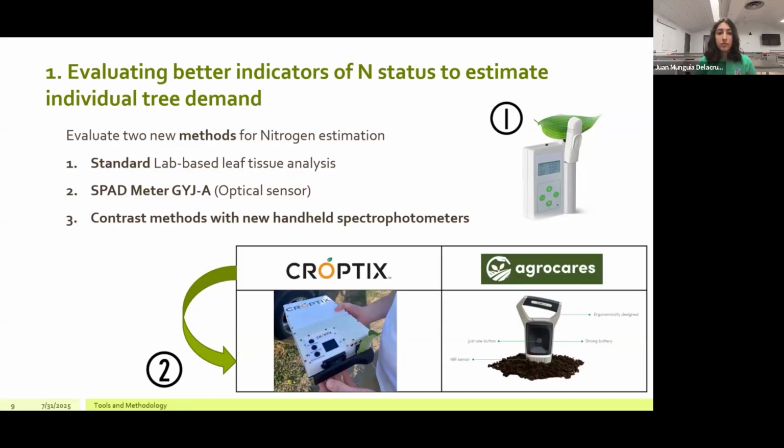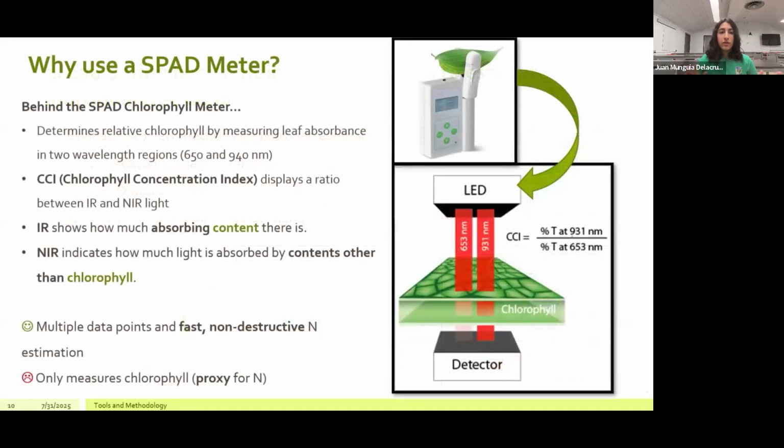The two other new handheld spectrophotometers that we're going to get into were offered by Croptics and AgroCares. Unfortunately, AgroCares, we weren't able to test their scanner, and Croptics' product is still undergoing development. So first of all, why are we using a SPAD meter and how does this device work? What's the purpose of a SPAD meter? And there's actually literature sites establishing the reliability of this device.